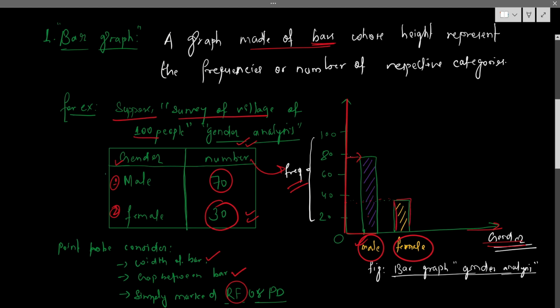This is a good representation because it catches the viewer's eye and delivers the idea, and it gives the relative frequency. How does it give relative frequency? Because out of 100%, there is 70% male and 30% female. So it represents that instantly. In this way we can draw the bar graph.